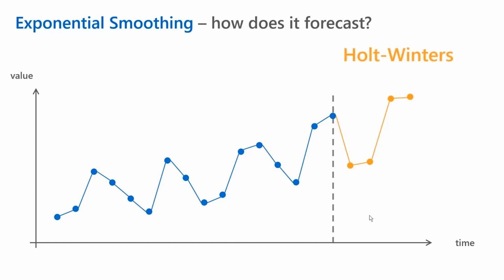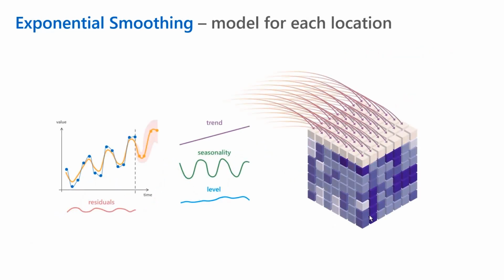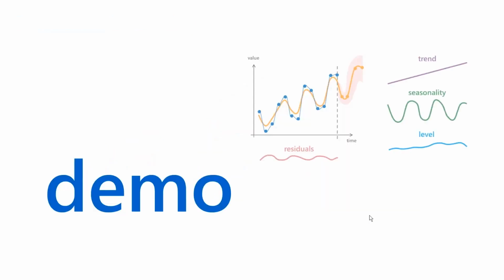Now, exponential smoothing is a tried and true method and has been around for many years. Many people also know it as the Holt-Winters method. Just as before, exponential smoothing is calculated for each location independently. So that was a quick explanation of exponential smoothing, and probably the most important takeaway from this method is that it's highly suitable for seasonal data. Let's see how exponential smoothing does with our COVID-19 data.